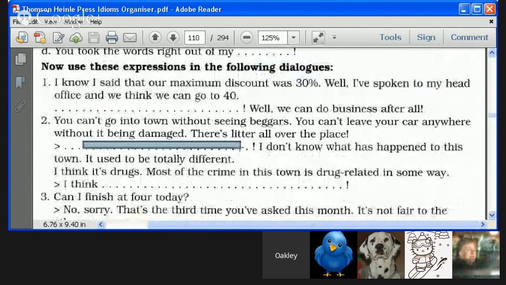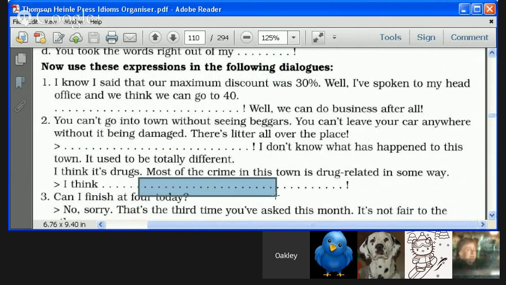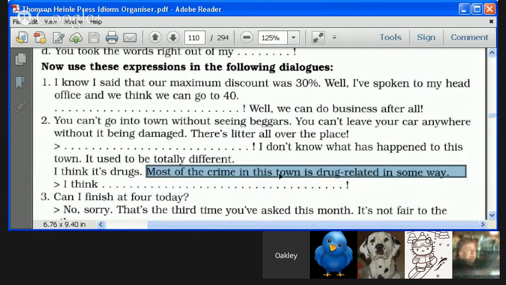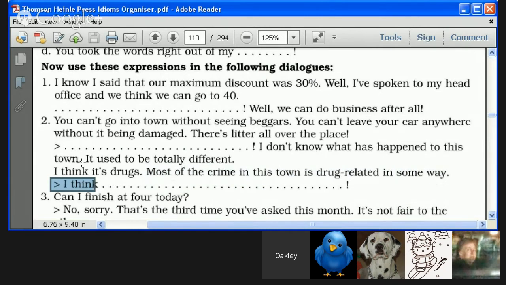You can say that. Yeah. I think it's drugs. Most of the crime in this town is drug related in some way. I think, fair enough. No, no. He thinks his opinion is exactly correct. I think it's fair enough.